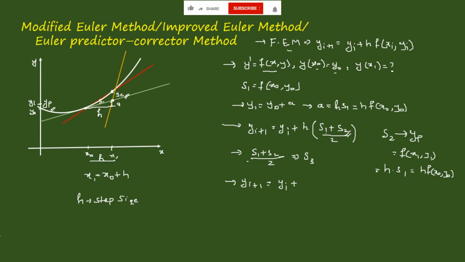When you consider this one as k1, it becomes k1 plus, now it becomes k2, which is equal to h into s2, which is equal to h into f of x1 comma y1 plus k2 by 2. Okay, this is a basic improved formula by using a predictor corrector method. We'll be solving another problem on it.